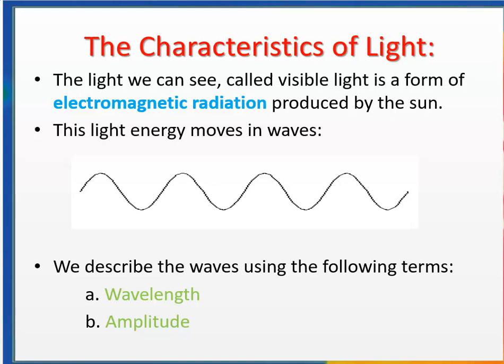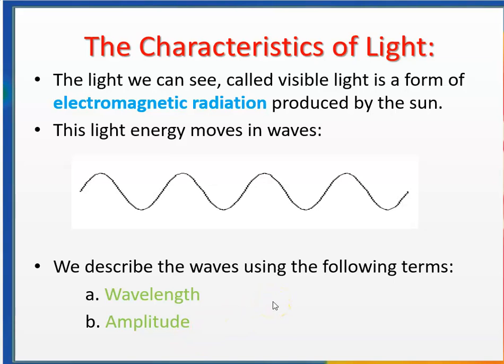Okay, so in this slide, I tried to put in a GIF image so it would actually move like a wave. You guys get the gist. So light emanating off the object moves in waves. Now, we describe the waves using the following terms: wavelength and amplitude. So the next slide is going to talk about that in a little bit more detail.